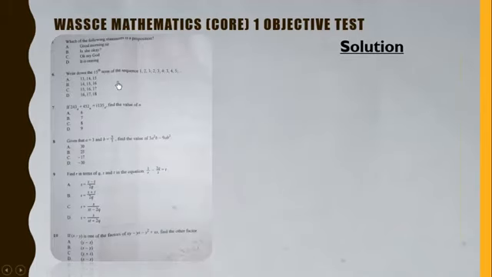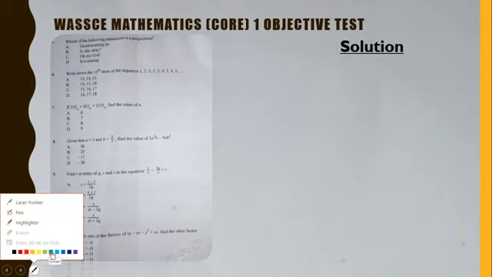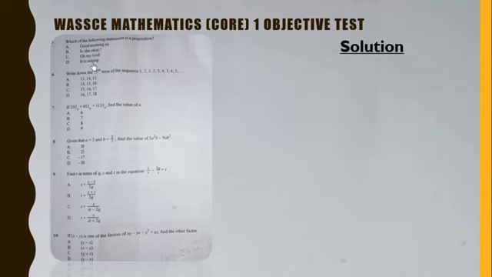A proposition is a statement that can either be true or false. So among all these statements, it is raining. It can either be true that it is raining or false that it is not raining.